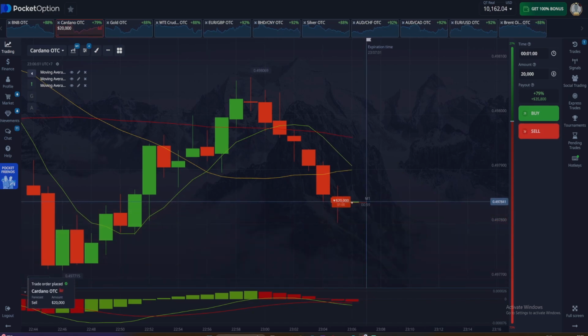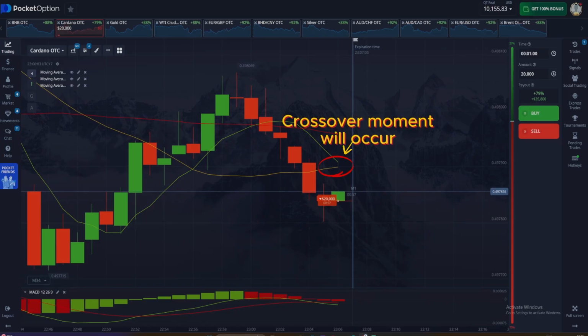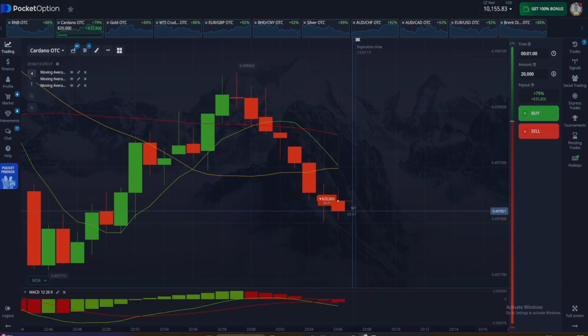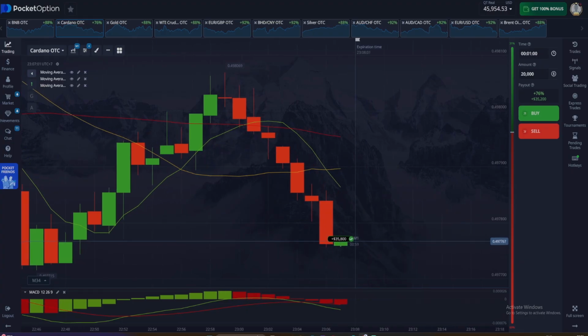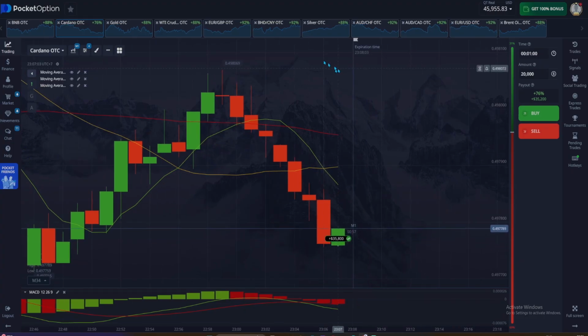I'm preparing for a sell position because the moving averages are showing signs of an upcoming bearish crossover. The fast MA is approaching the slow MA from above, indicating that the trend may soon shift downward. If this crossover confirms, it will signal that sellers are taking control of the market and bearish momentum is likely to build. Let's see how the price reacts. Yes, exactly as expected, the price moved downward. Now we can open the market again and look for the next opportunity.